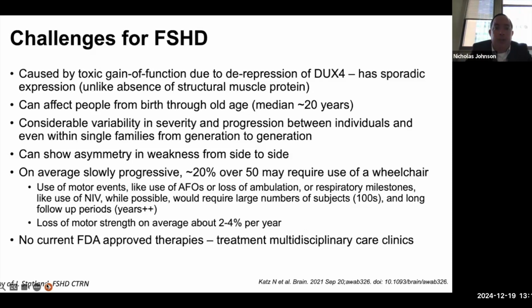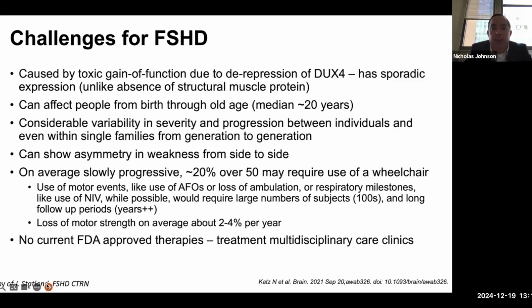These things are challenging. And then on average, maybe good news for the clinical progression of FSHD, it is a slowly progressive disorder. That means that you may need long trials though. Loss of motor strength on average is about 2 to 4% per year. I know that feels too fast for those of you living with FSHD, but from a drug development standpoint, if you're going to show change and the natural progression is 2 to 4% per year, that tells you you need either a long trial or lots of patients to achieve statistical significance. And then there's no current FDA therapy.